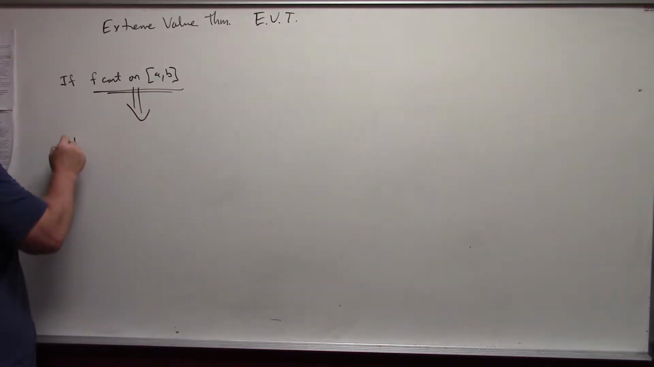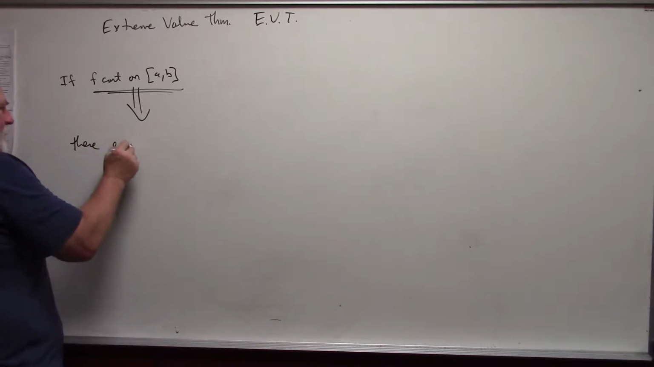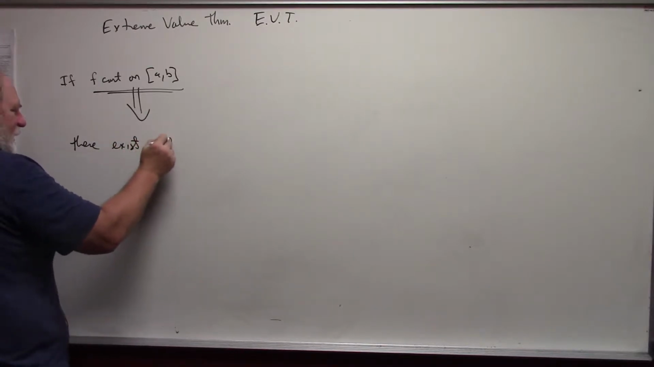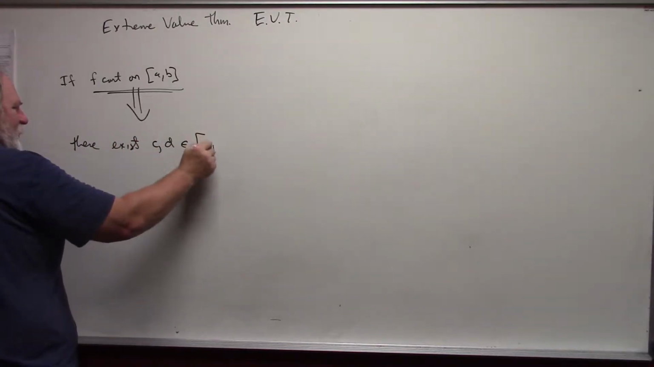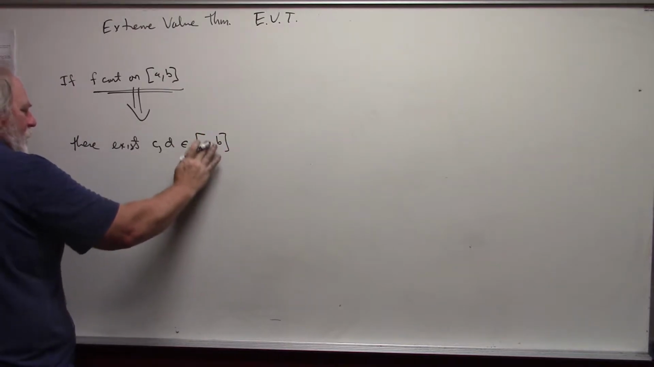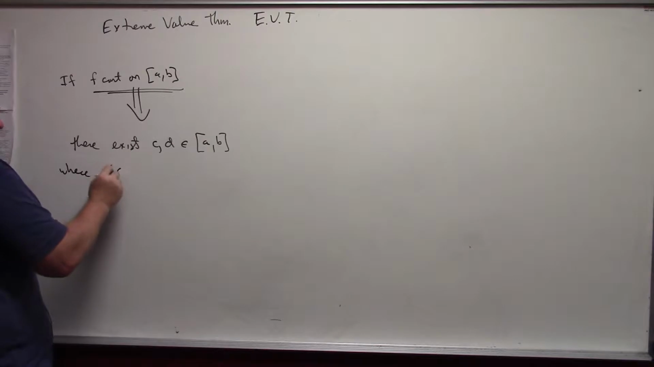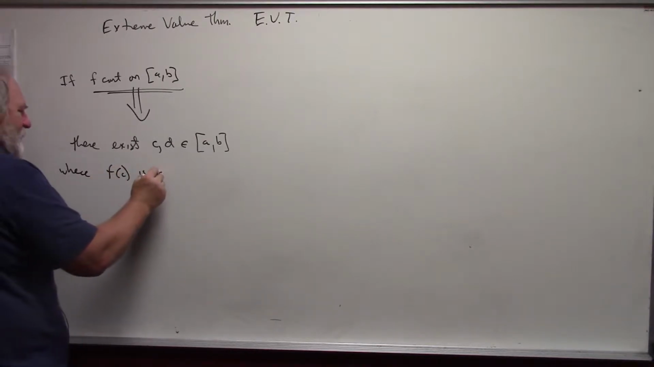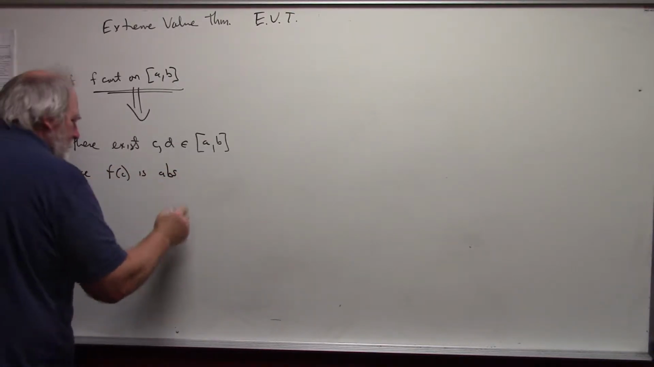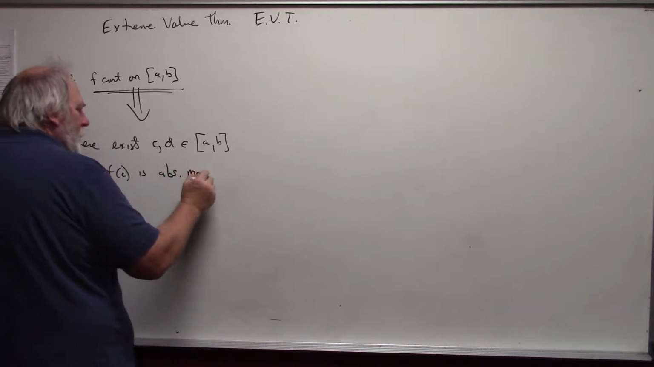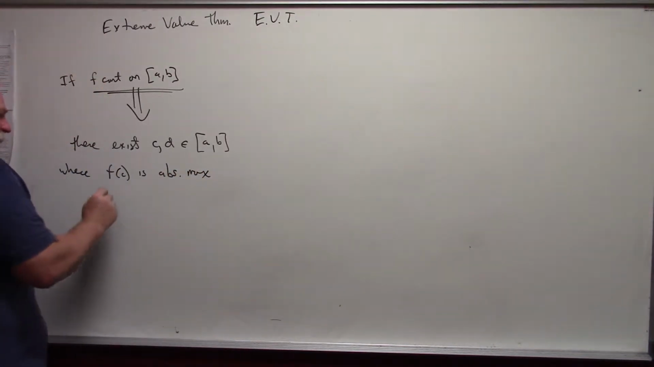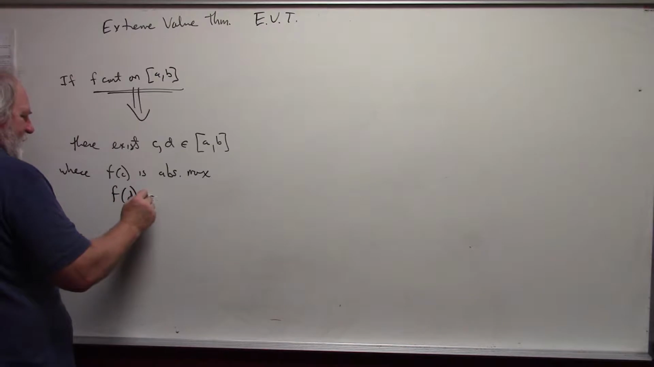implies there exists some values c and d in that closed interval where f of c is the absolute max of the function on that interval, f of d is the absolute min.